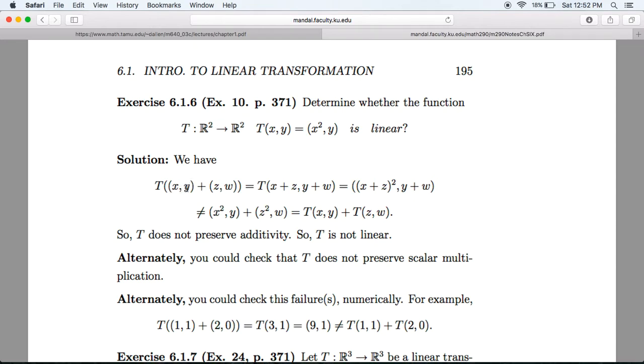We take two vectors (x, y) and (z, w), and we transform them. Then (x, y) plus (z, w) is actually (x plus z, y plus w). Now under the transformation this will give me (x plus z) squared times (y plus w), but this is not equal to x squared y plus z squared w, because this will have a 2xz term, so this is not equal to T of (x, y) plus T of (z, w).